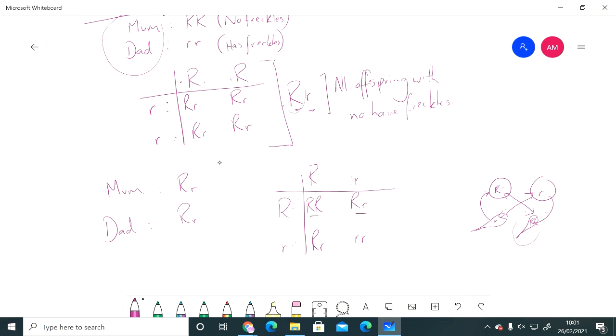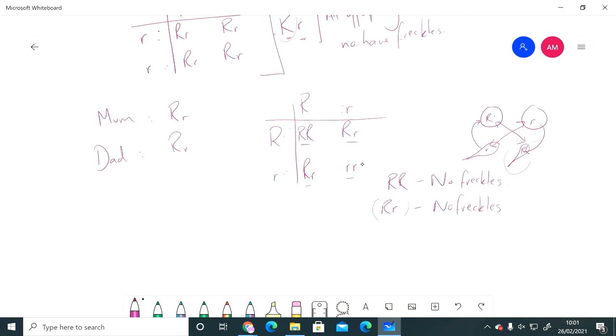And this is our offspring possibilities. Okay, so we can have two dominant alleles, which means the baby would have no freckles. We would also have a 50% chance of having this combination of alleles here, which also means no freckles, because the dominant allele is going to mask the recessive allele. But also we now have a 1 in 4 chance of having this combination of alleles, which means there's a 25% chance of freckles. Okay, oh, put in the word chance there.